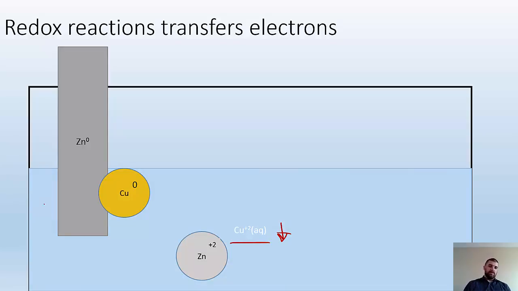Also, copper is no longer an ion. It's going to take on its solid state because it was reduced. And what that means is, over time, the copper is going to form a coat around the zinc in that solution. You're going to get copper plating onto the zinc.